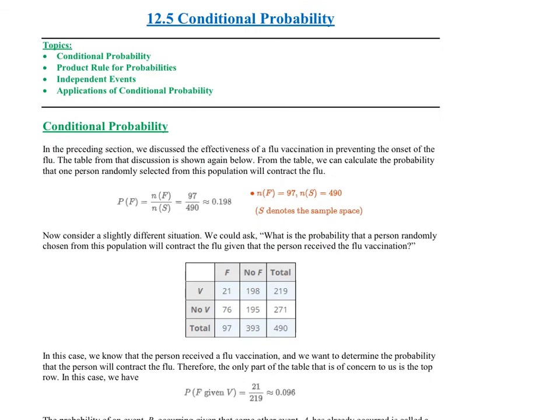It says, in the preceding section we discussed the effectiveness of a flu vaccination in preventing the onset of the flu. The table from the discussion is shown below. Here's that table right here that we saw from the previous section.